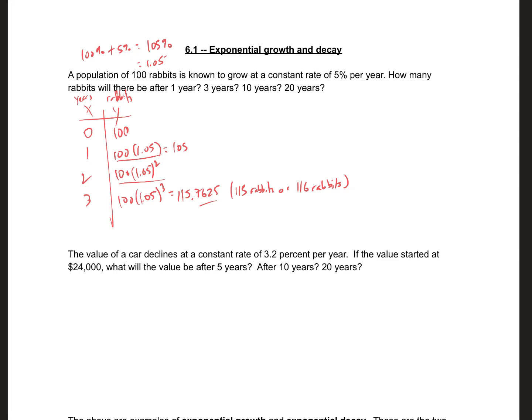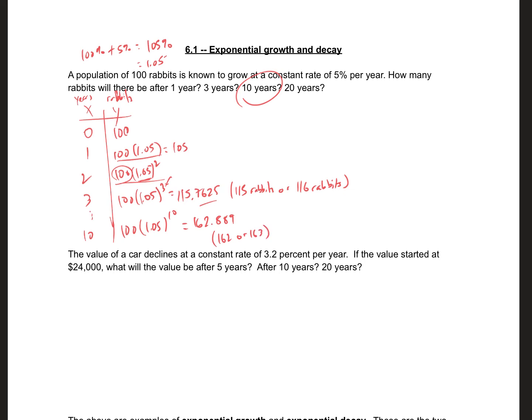Now, if I were to look at these patterns, you see, again, we have the initial population, the percentage of growth added to 100%, and then this power is the number of times it's been done. So if I wanted to do 10 years, I'm not going to go through and do 10 lines of this. I'm going to recognize the pattern and say, after 10 years, this would be my population. And as I punch in my calculator, that would be 162.889. So you could say 162 or 163.